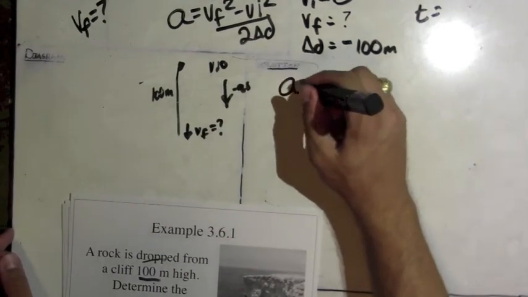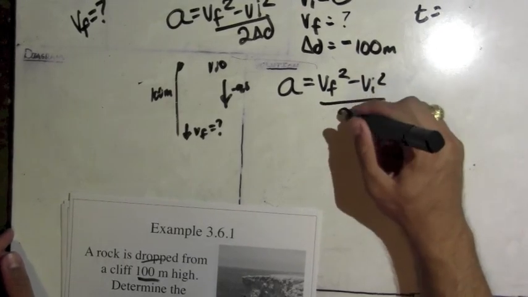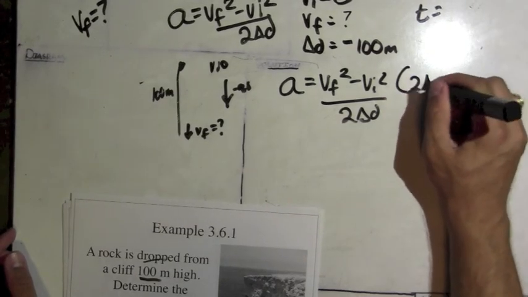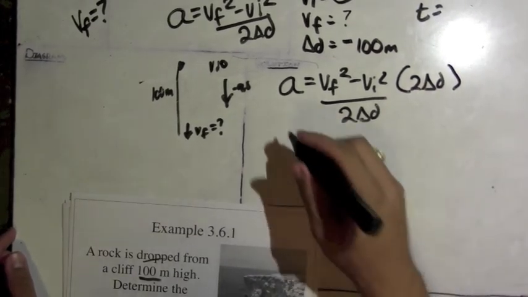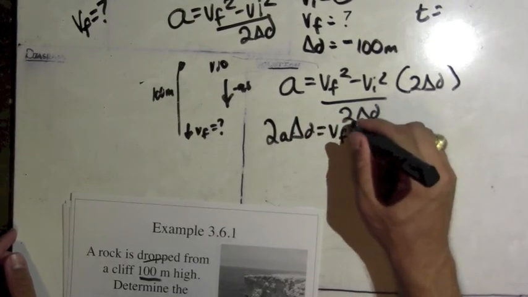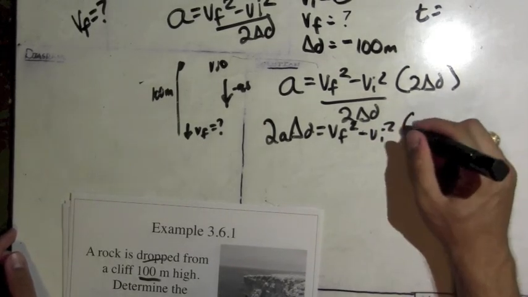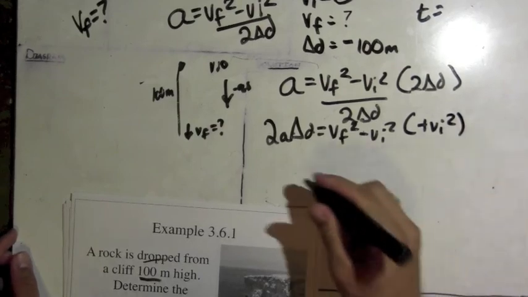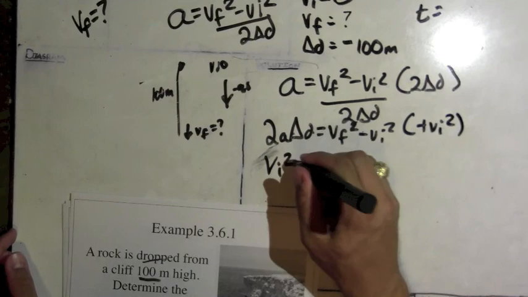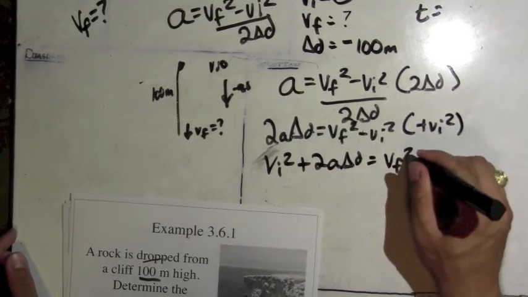So we start out with our equation, a equals Vf squared minus Vi squared over 2d, and we're going to multiply both sides by 2d. When we do that, we get 2ad equals Vf squared minus Vi squared. So now we're going to add Vi squared to both sides, and what we're going to get is Vi squared plus 2ad equals Vf squared.